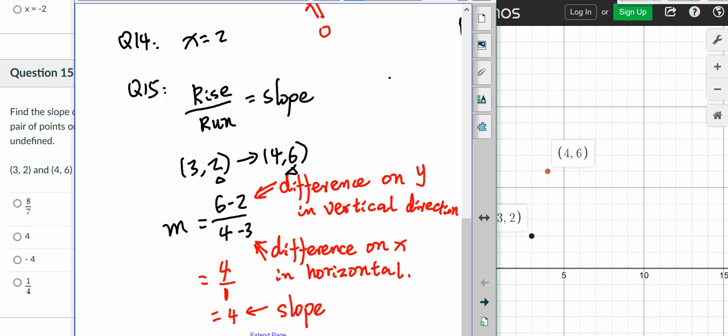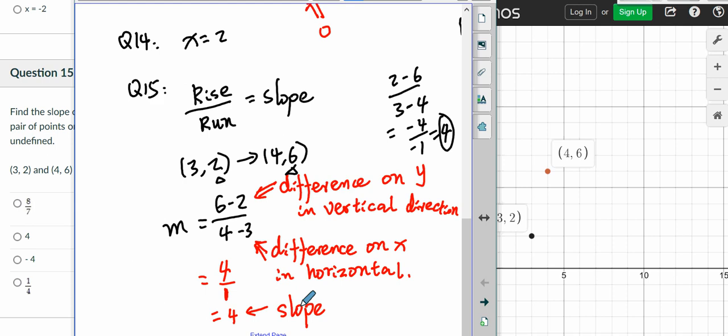For example, 2 minus 6 here. Then you should use 3 minus 4. This 3 minus this 4. Upstairs is negative 4. Downstairs is negative 1. You still get positive 4. Okay? And that will be our slope.